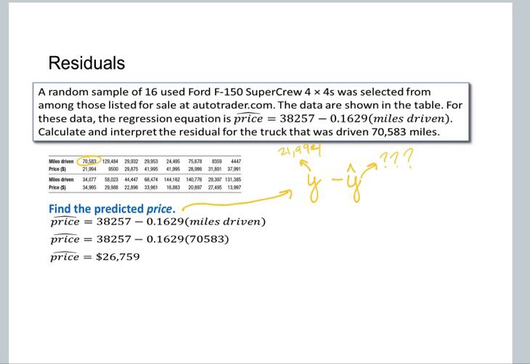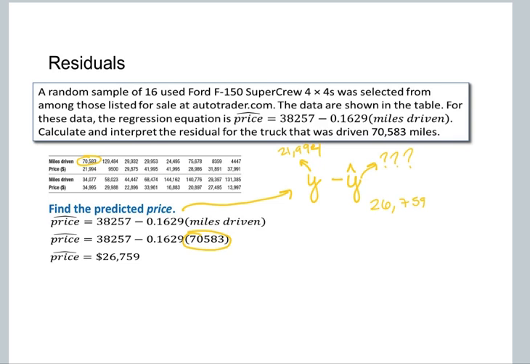So I have to figure out how I can find what the predicted price is. Well, they gave me the equation. So I'm going to input the miles driven into my regression model, which will tell me, based upon the line that it will create, what it should be. Based upon the math, it should be 26,759. So I'll say that one more time for us. We know that a residual is y minus y hat.